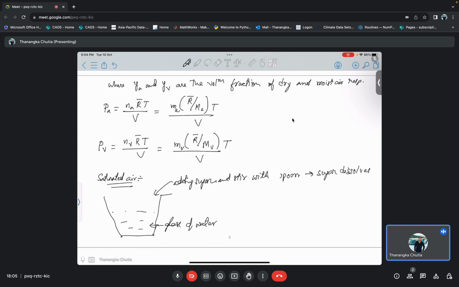Yes or no? Now if you go on continuing this process, continuation of this process will lead to a point after which no more sugar gets dissolved, then we call this a saturated solution.